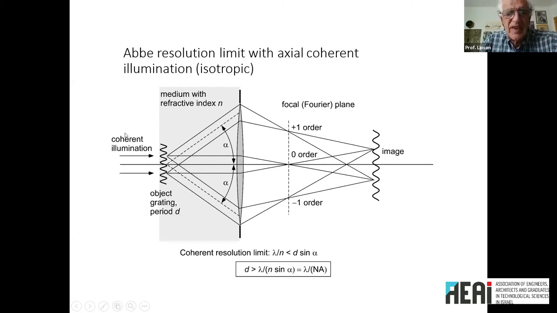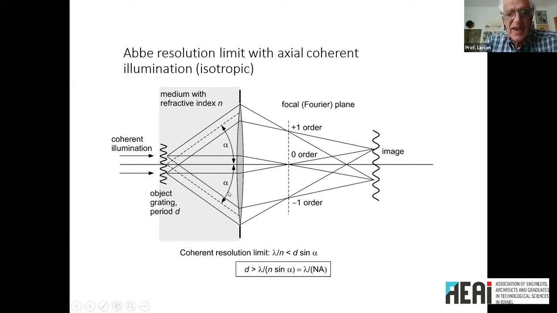Now you immediately can say, well, why not illuminate it at the angle of the first or of the minus first order, and then you get twice the angle. Well, this is true, but you'd only get twice the angle in this particular plane. In all the other planes, for the period of the grating, you wouldn't get anything, because you'd miss the first order. So, in fact, that would theoretically be a good idea, but in practice, it wouldn't work except for a grating in this angle.